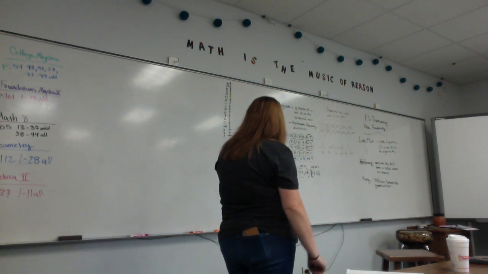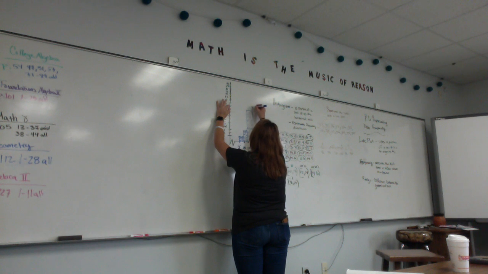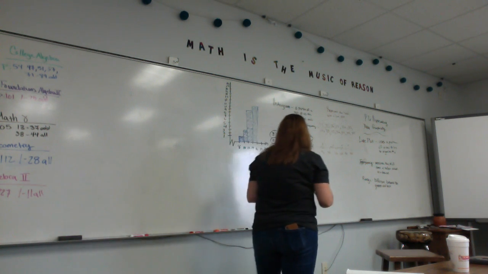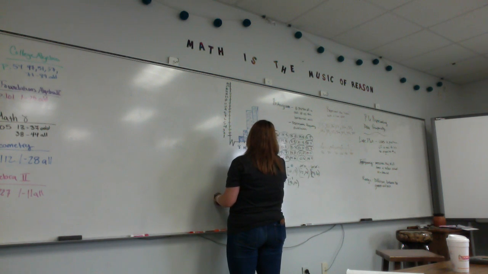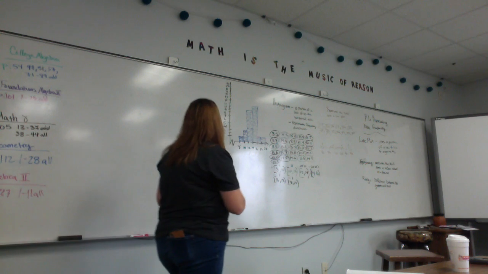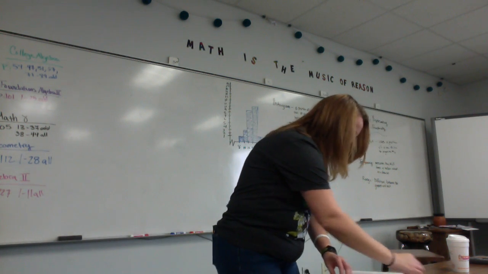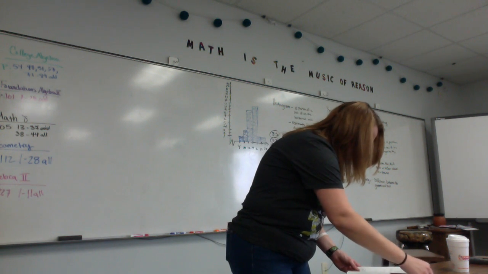From 14 to 16, I have 11, right? Fill it in. And from 16 to 18, I have 1. Fill it in. And from 18 to 20, I have 1, and I fill it in. And that is a histogram. The bars touch. Okay, that's a histogram.